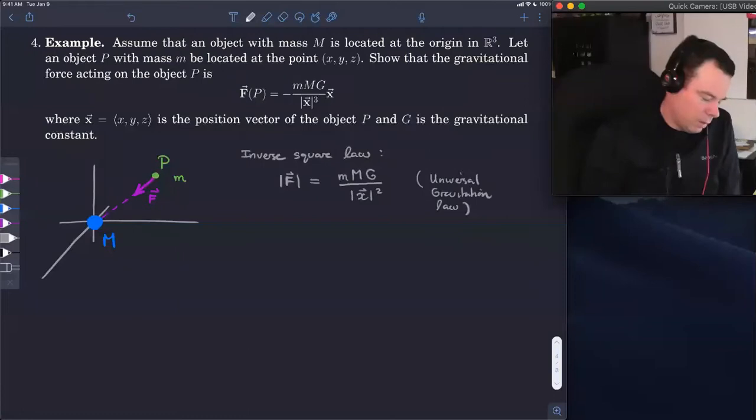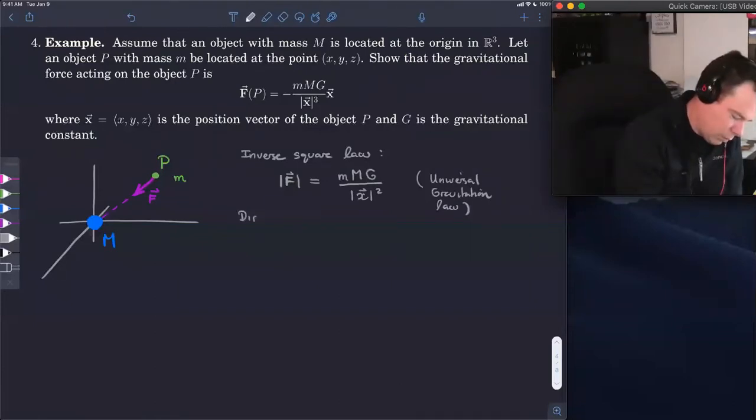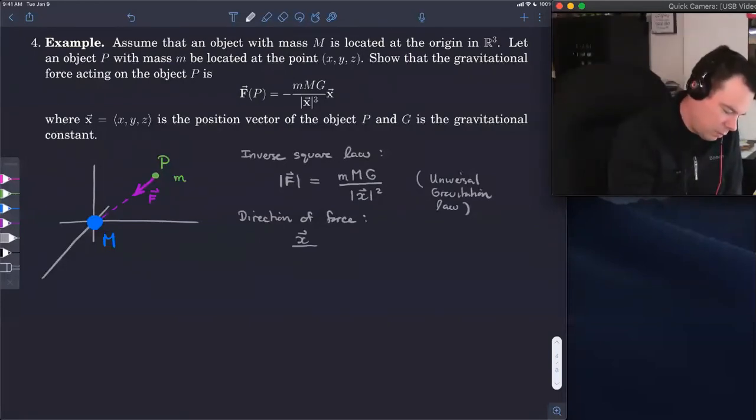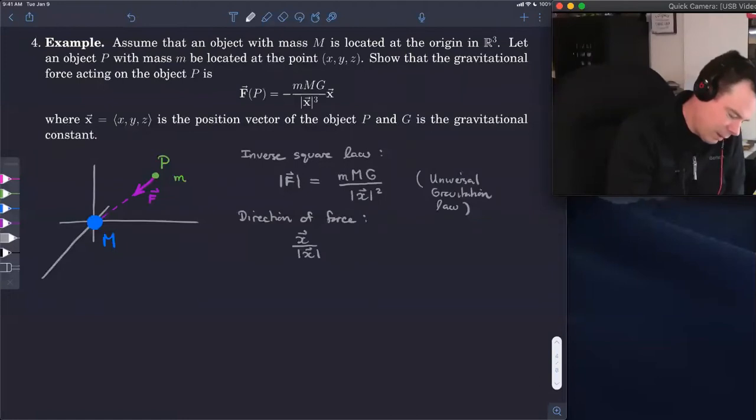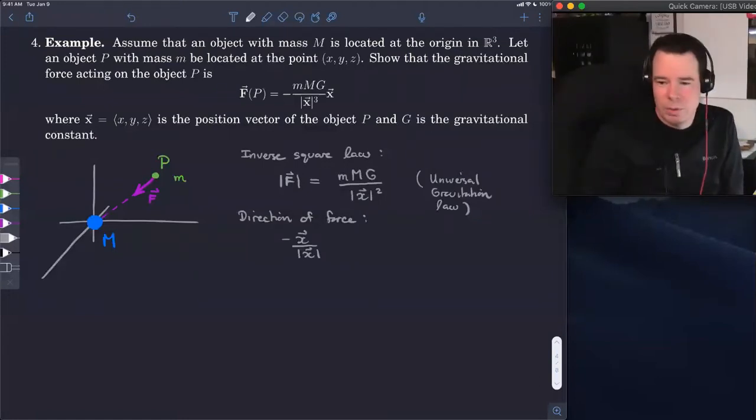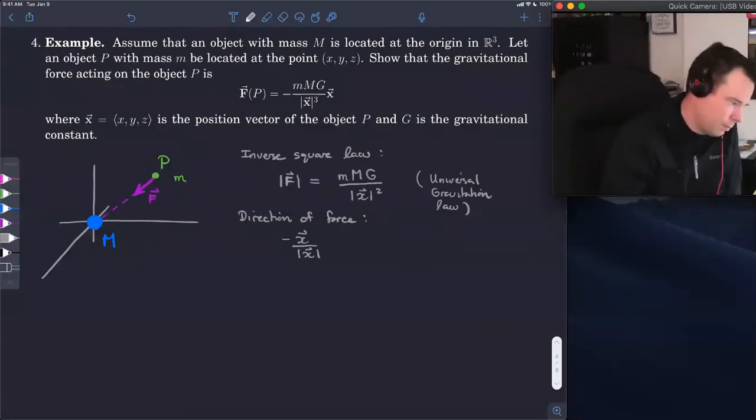So we've got our inverse square law, which means we know the magnitude of F. We know the magnitude of this force. We also need to know what direction this force is acting. So the direction of the force is going to be given by the position vector, and then we will scale it by its length. So that's the direction the force is acting in. Actually, there's one more thing I have to add. I've got to add a negative sign there, because the direction the force is acting is towards the origin, from that point P towards the origin.